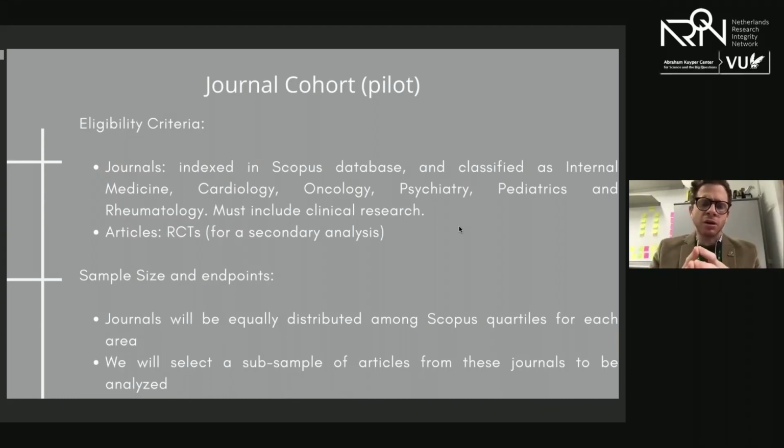They must also contain randomized clinical trials for secondary analysis that we might perform. As for sample size and endpoints, they should be equally distributed in terms of impact factor. I have a lot of limitations on impact factor, and I think a lot of people do too, but still nowadays I don't know if we have any less bad way to tailor the journals.